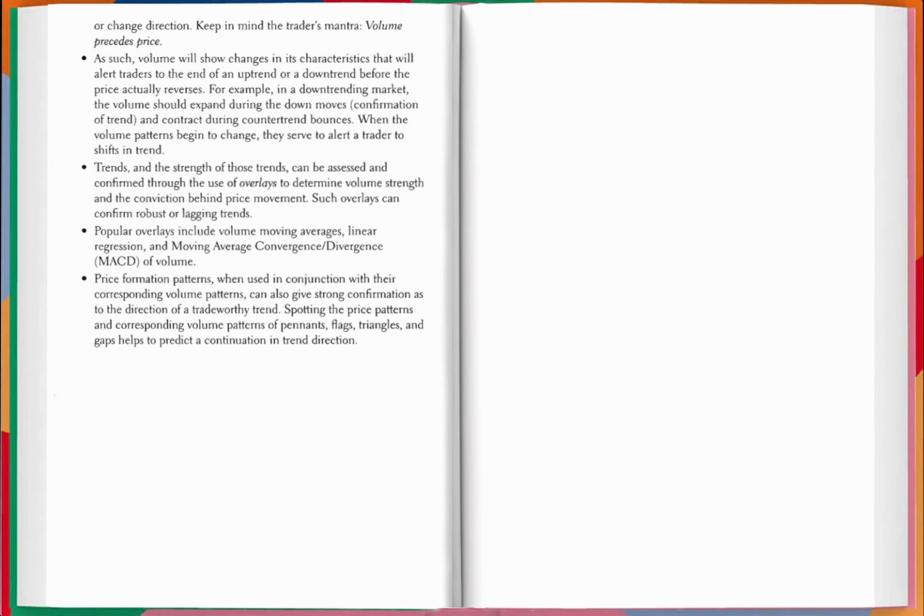As such, volume will show changes in its characteristics that will alert traders to the end of an uptrend or a downtrend before the price actually reverses. For example, in a downtrending market, the volume should expand during the down move's confirmation of trend and contract during countertrend bounces. When the volume patterns begin to change, they serve to alert a trader to shifts in trend.